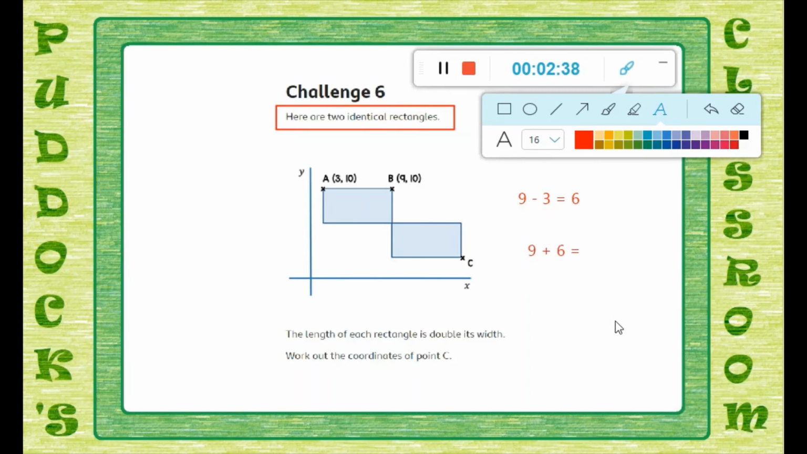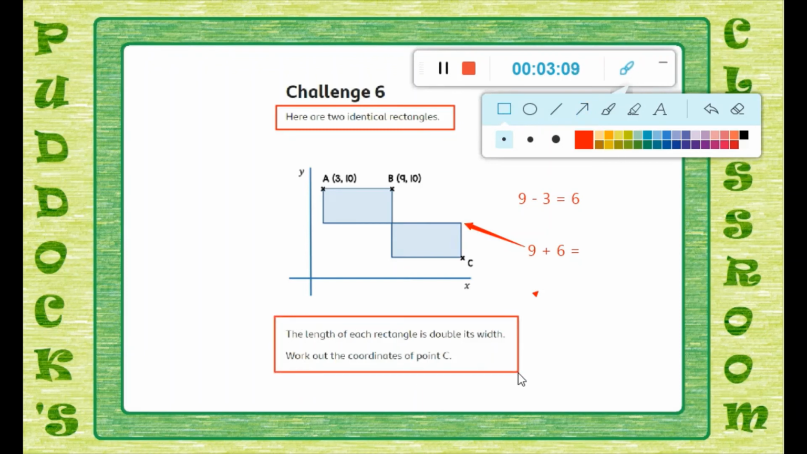9 add 6 equals, you should be able to work out what the X value is here, now that we've done that. Okay, so that will give us, in fact, if I do it from here, 9 add 6, that will give us the X axis for that position. Okay, so that's pretty good so far. But what about these Y values? Well, for that, we need to have a look at the information that we've got down here.